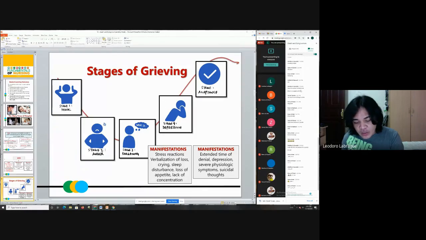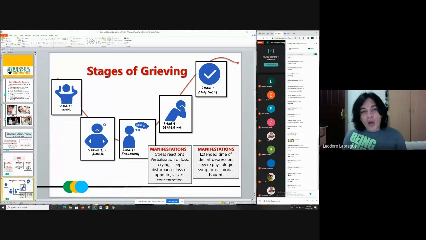Now, if you are the nurse, what would be the most appropriate nursing intervention if your patient is in the acceptance stage? In fact, some patients who are in the acceptance stage start to retract herself from the family members because she knows that when she passes away, it will be emotionally heartbreaking, and that is acceptance.